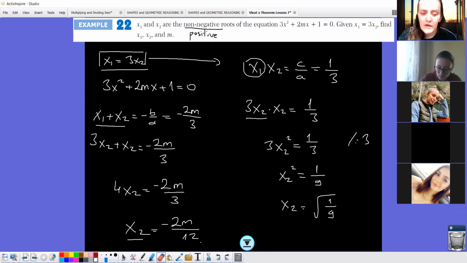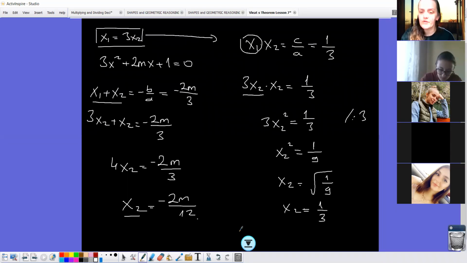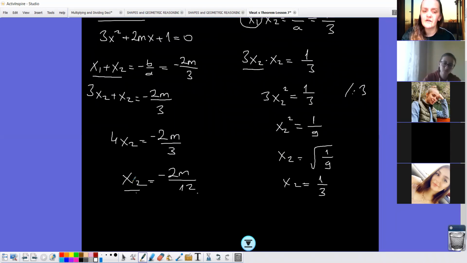Okay? Now, x2 will be 1 over, what is the root of 1 over 9? 1 over 3. Now, if I know x2, when I write here, instead of x2, the thing that I have found, it will be 1 over 3 is equal to minus 2m over 12.